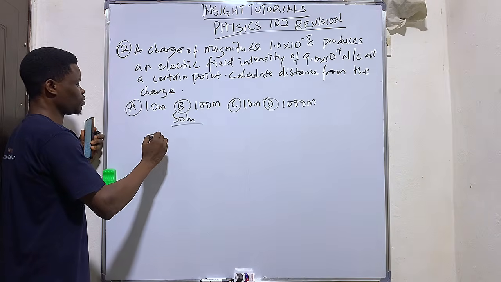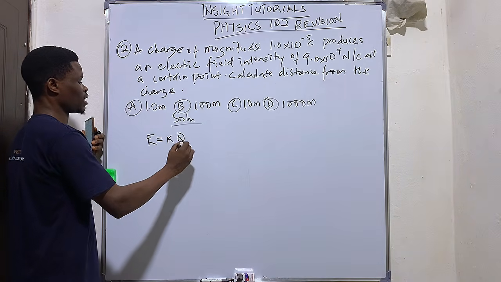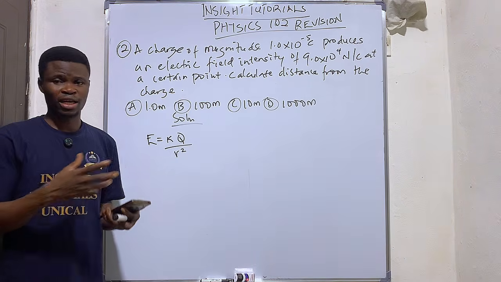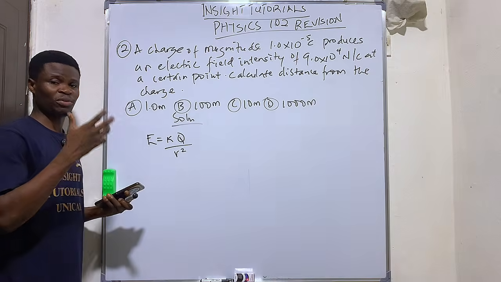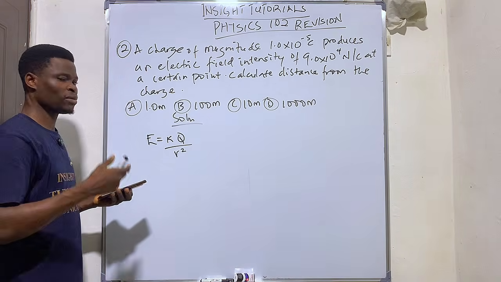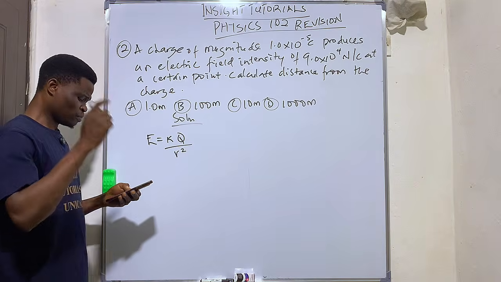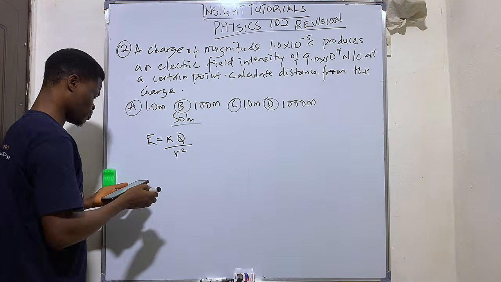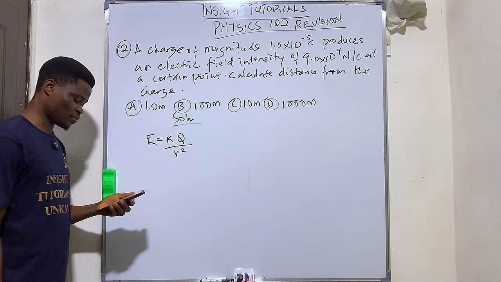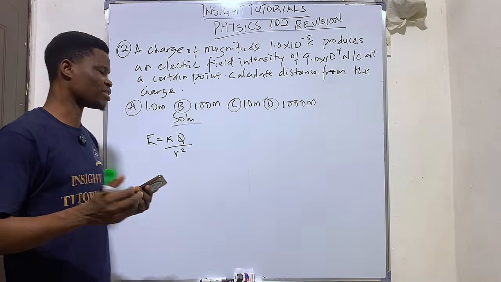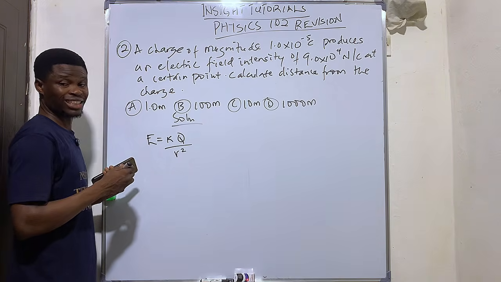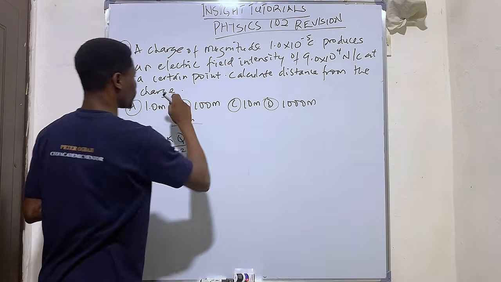So electric field is given as E equals K times Q all over R squared, where E is the electric field intensity, measured in Newton per coulomb, and K is the Coulomb constant, which is 9.0 times 10 to the power of 9 Newton meter squared per coulomb squared, and R is the distance from the charge, measured in meters. So from what we are given, we are asked to find the distance from the charge.